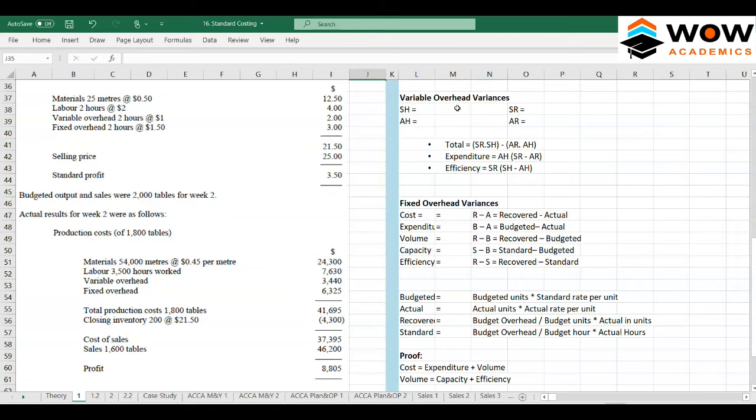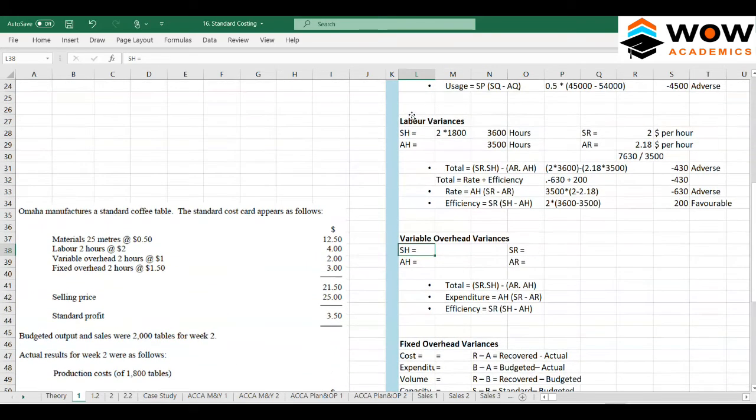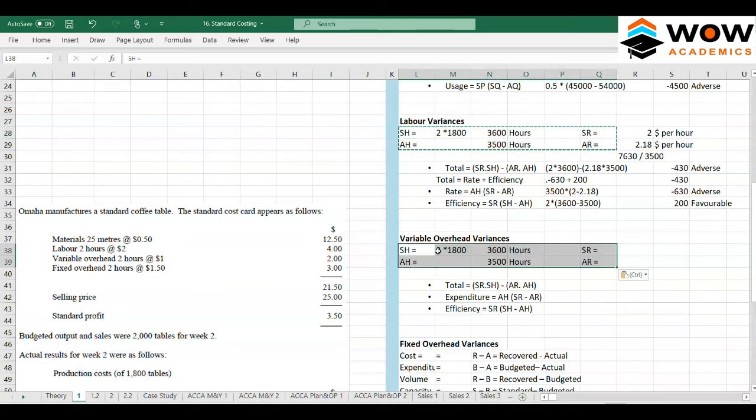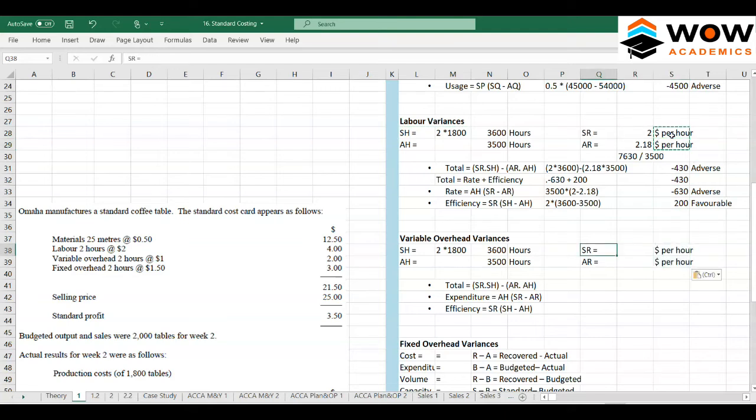So variable overhead variance is quite easy to compute because only the value will change. The standard hour and actual hour will always go along with the standard hour and actual hour in labor variance. So we don't need to compute anything newly. You can just copy standard hour and actual hour from labor variance. The rate alone will change, so that alone you have to find out separately. So we'll start with what's the standard rate.